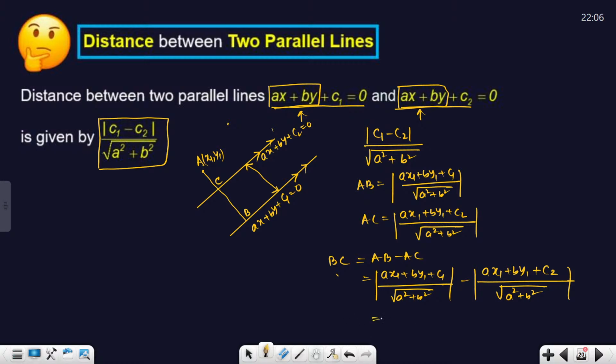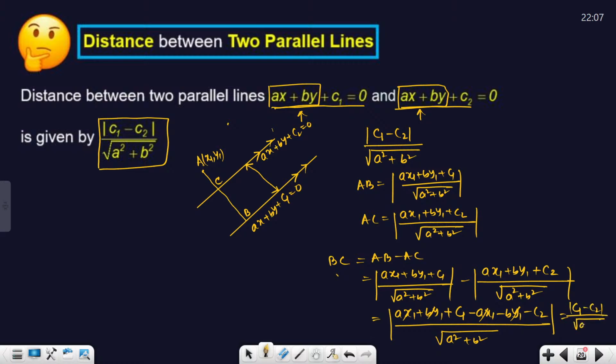So this I can write as Ax1 plus By1 plus C1 minus Ax1 minus By1 minus C2 divided by root over of A square plus B square. So everything will go off, and we are only left with modulus of C1 minus C2 divided by root over of A square plus B square. That's it. And that is the distance between these two parallel lines. Is it clear to all? Absolutely? Okay.